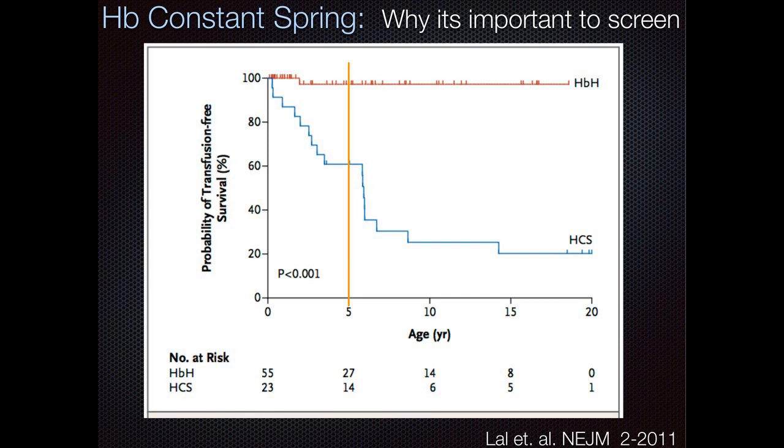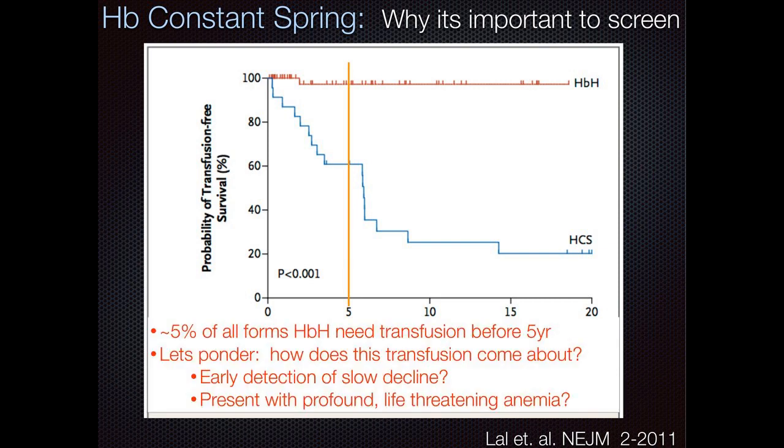This is the big one. This is those children that were transfused. If you look at hemoglobin H, the deletional form, very few get transfused before age 5. In contrast, by age 5, about 40% of children with hemoglobin H constant spring have required a transfusion. So pretty dramatic. So overall, about 5% of all forms of hemoglobin H need a transfusion before 5 years of age.